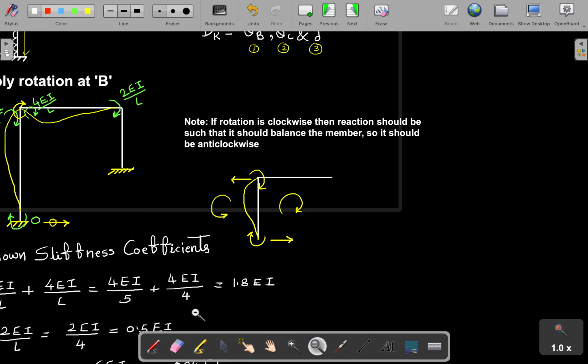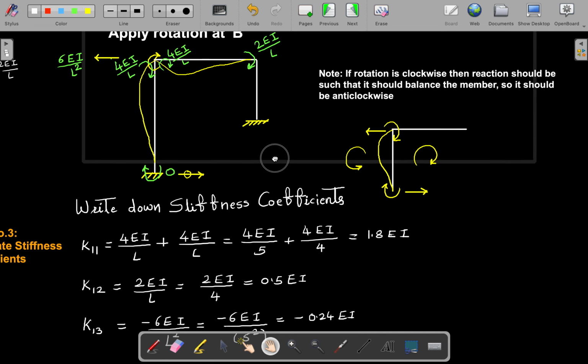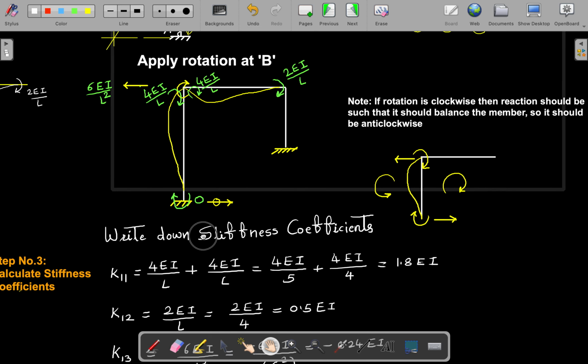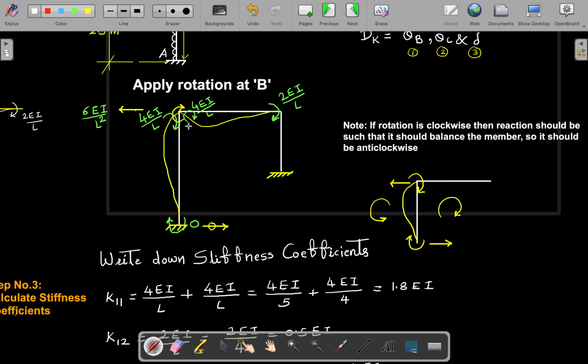Now let us write down the stiffness coefficient. K11, we have given the name. What is our point? Theta B. This is point B. So this is A, this is B, this is C.